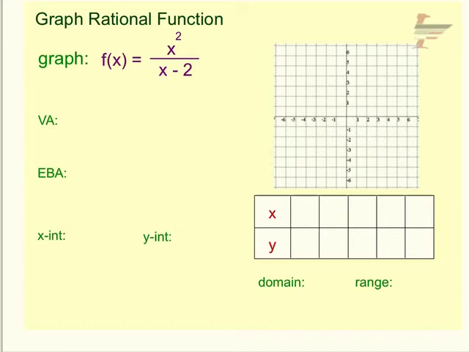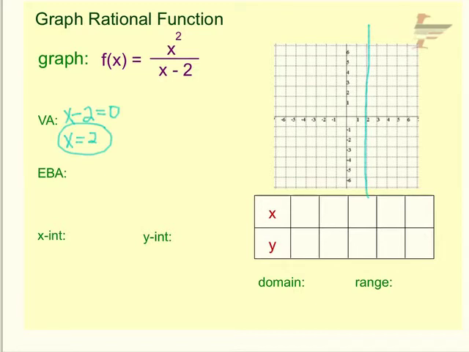Alright, so we're going to graph this rational function right here. Starting with your VA, vertical asymptote, we set your denominator x minus 2 equal to 0. Solve for x by adding 2 to both sides, so we have x equals 2 is our vertical asymptote. I can go ahead and draw that line in. Here's my x equals 2.